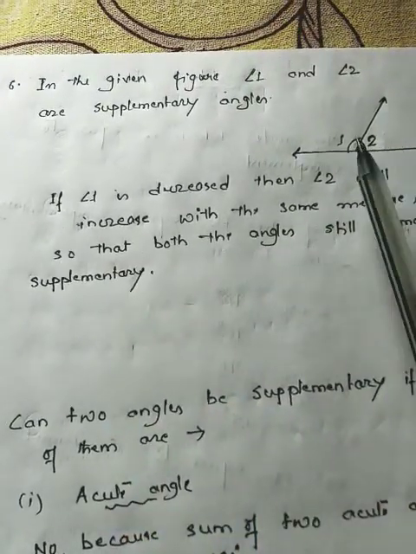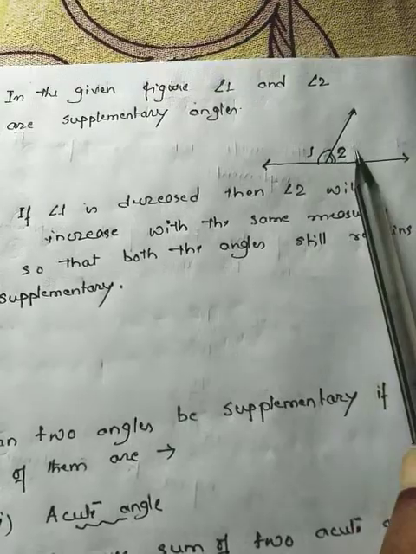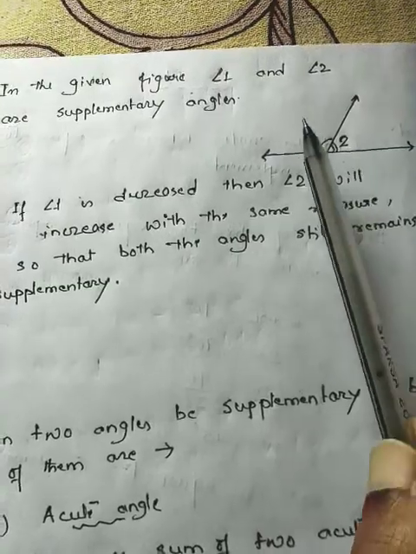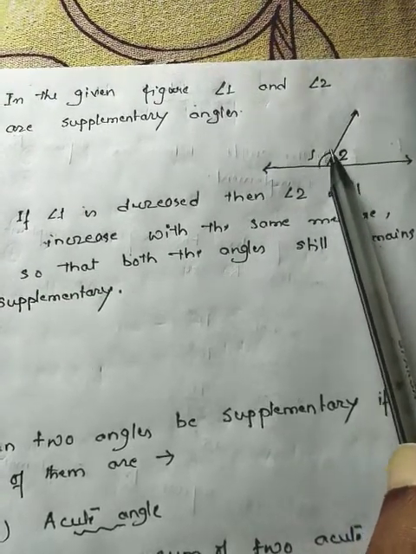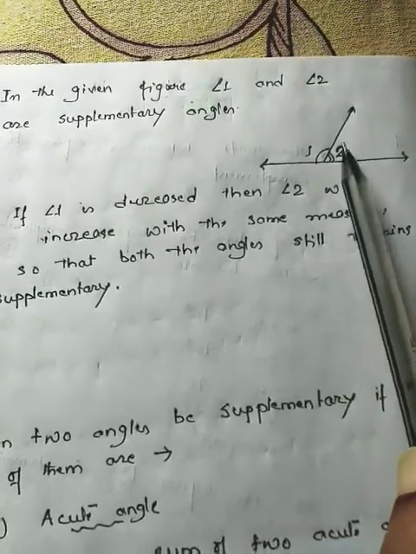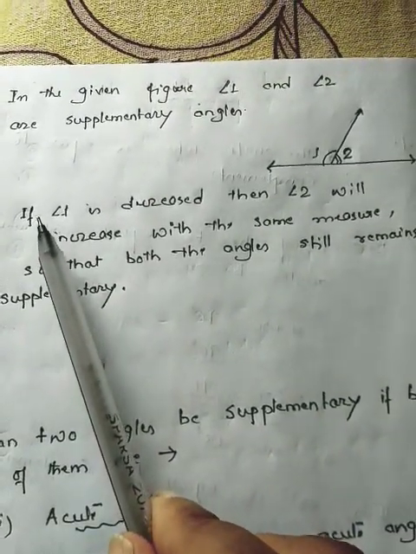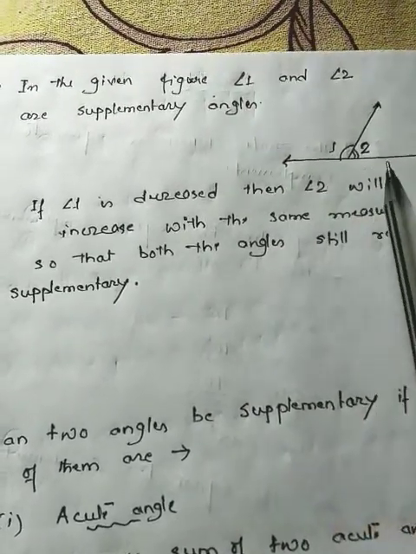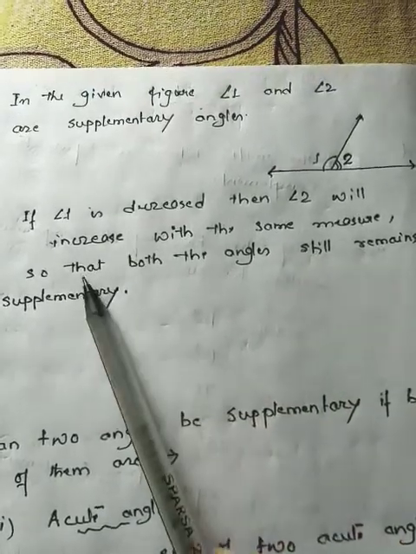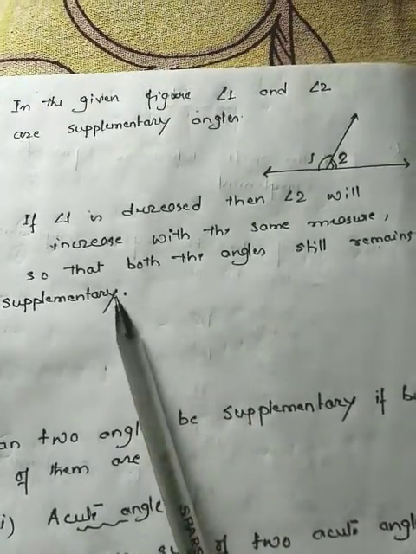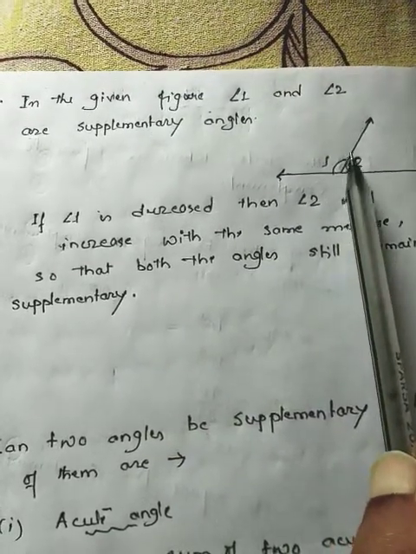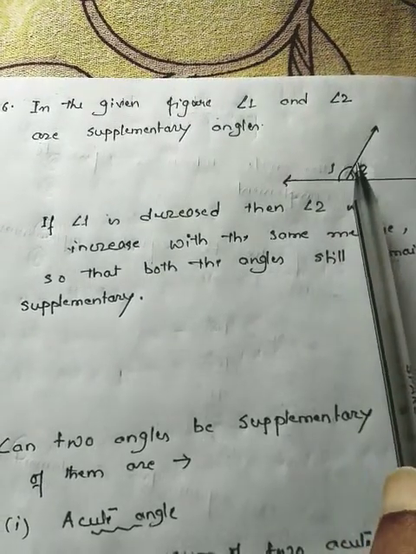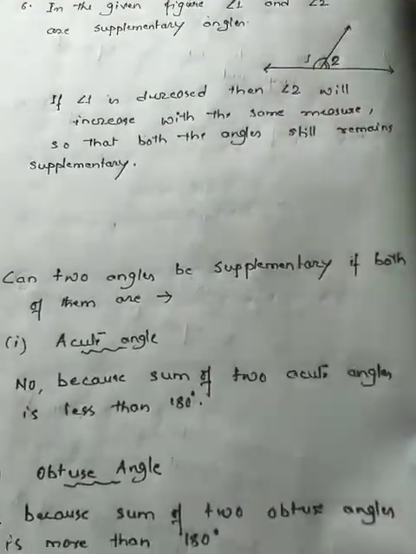Okay, so this is the question they have asked. If these two are supplements to each other, and 1 is decreased, what will happen to angle 2? Then angle 2 will increase, and if you are increasing 1, then 2 will decrease. This is the relation between angle 1 and 2. So I have written: if 1 is decreased, then angle 2 will increase with the same measure, so that both the angles remain supplementary angles. For the adjustment, if you decrease 1, 2 will increase, so that the sum of the two angles remains 180 degrees. This is a logical question they have asked.